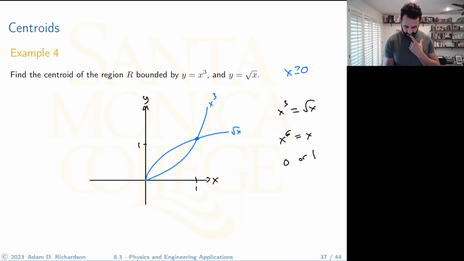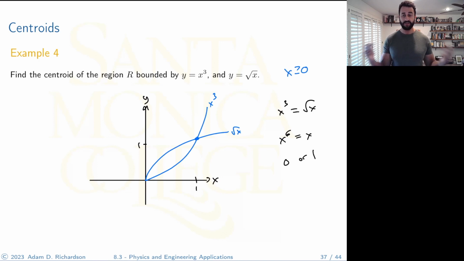Okay, so they meet there, and we're trying to find the centroid of this region. Well, I don't think there's any vertical or horizontal symmetry. No. They're not symmetric about any other line because these powers aren't the same. If the powers were the same, we could actually use the symmetry principle, but they're not. So in this case, we'll have to compute the coordinates for both the x and the y coordinate of the center of mass.